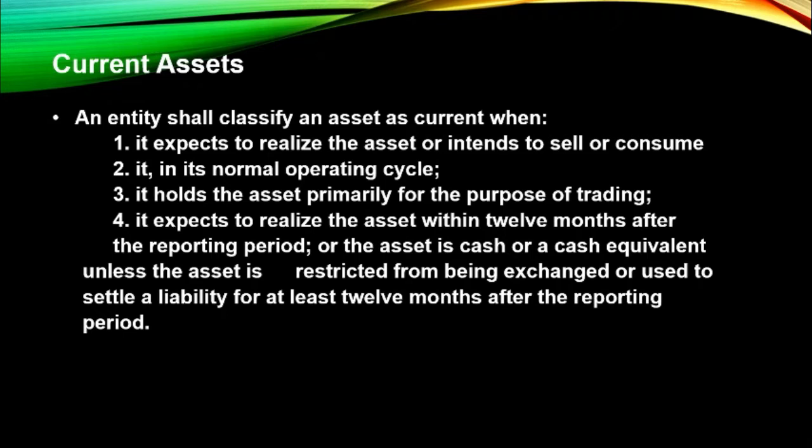So what is within this description? The asset should be consumed or it could be sold. The asset is within the normal operating cycle, and the purpose of those assets is for trading. And if it is cash, it is not restricted from being used for the settlement of a liability. So these are current assets.